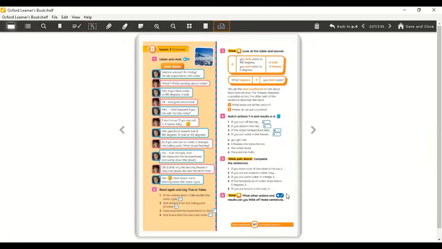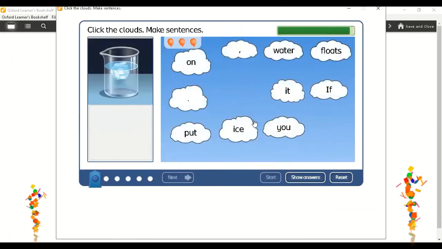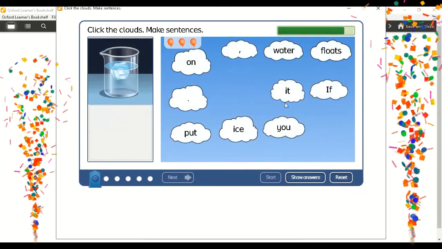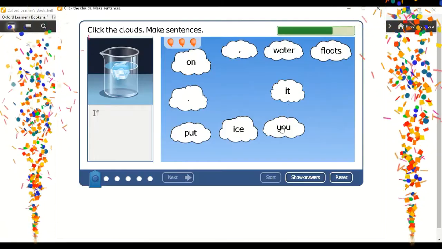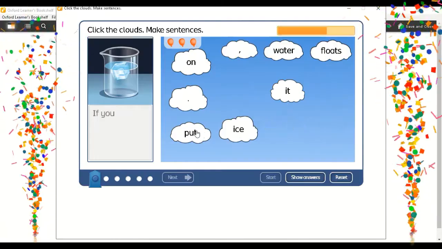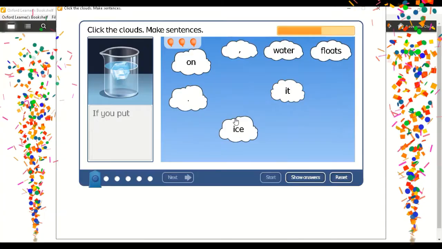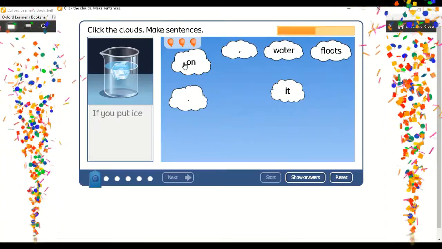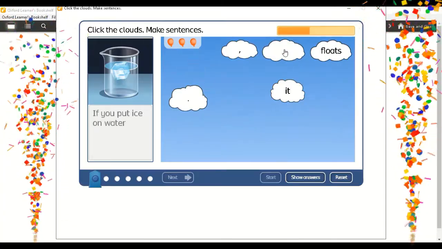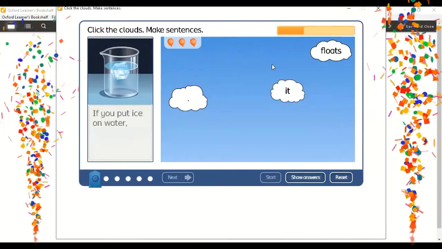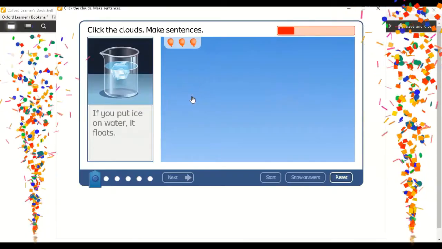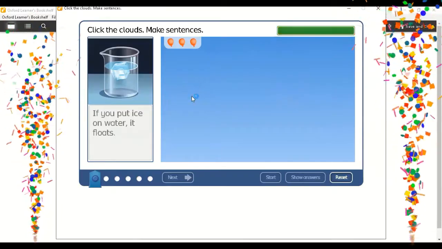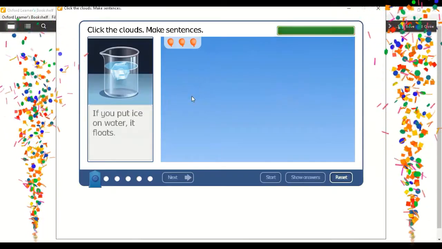And now let's play a game. Here we have to put the words in the correct order. If, what do you think? If you put ice on water, comma, it floats. And full stop. Great. If you put ice on water, it floats. Great job.